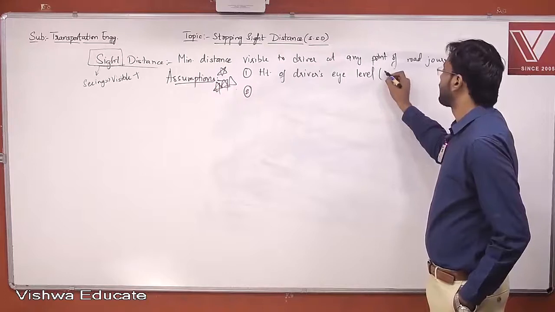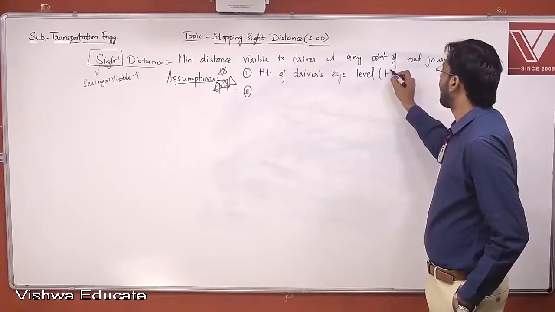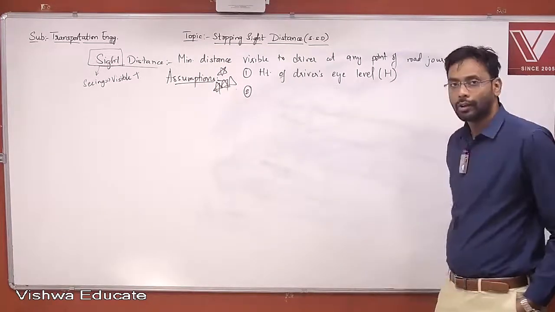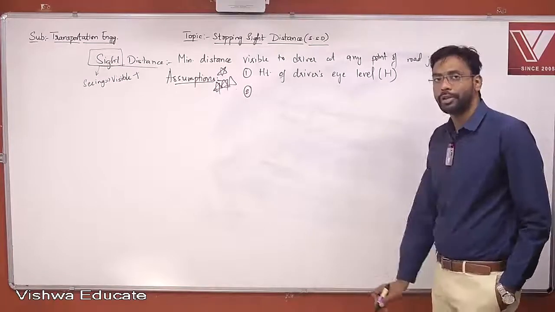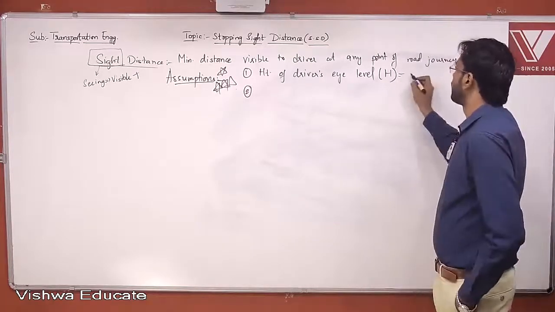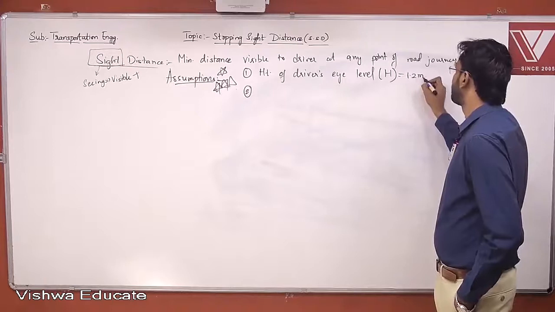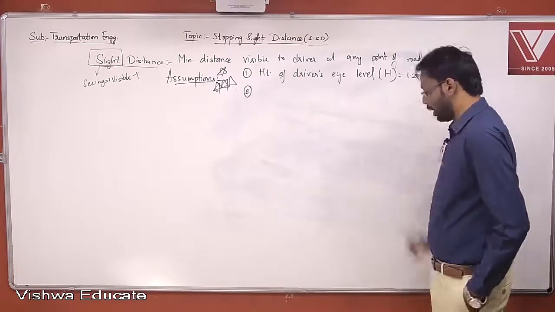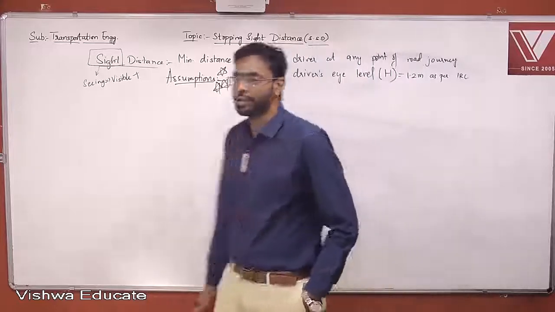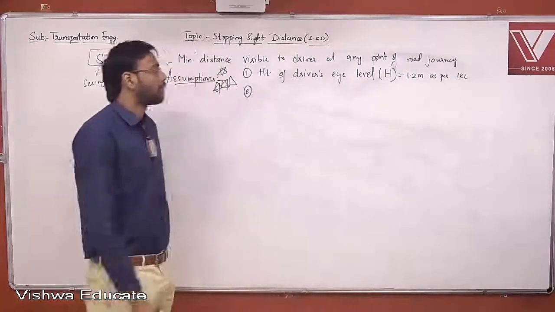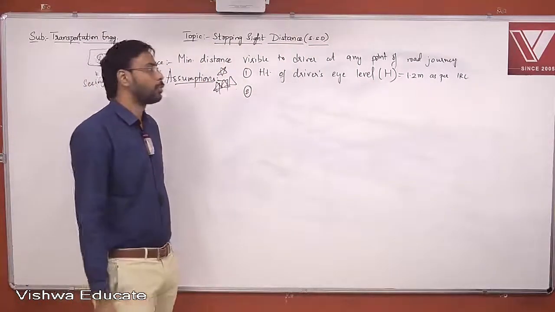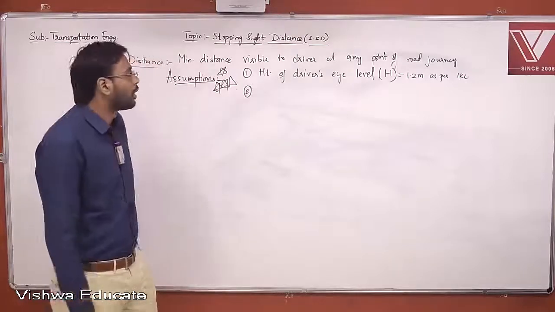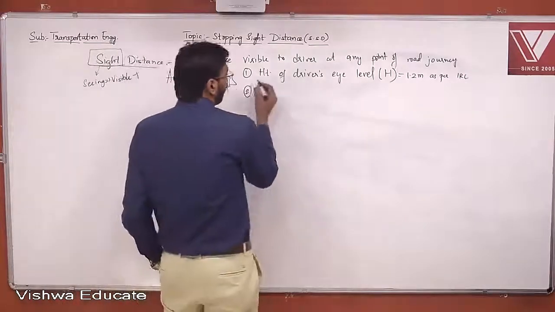Height of driver's eye level, and I indicate with capital H here. Height of driver's eye level is indicated with capital H. And this is 1.2 meters as per IRC. IRC is Indian Road Congress, right? So height of driver's eye level is assumed as 1.2 meters. Now, next one.